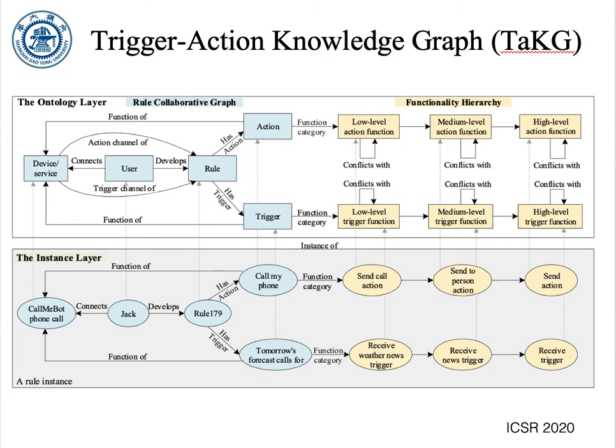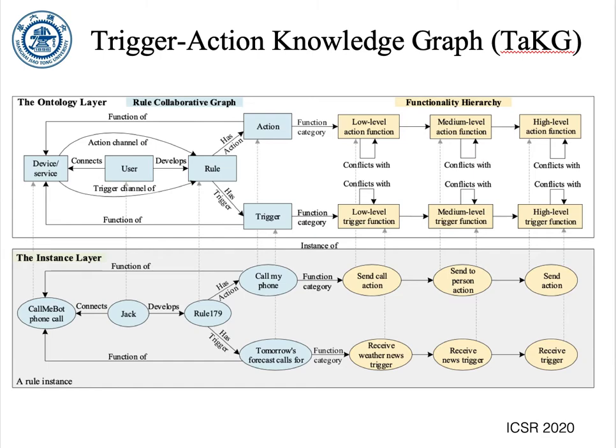As the figure shows, TAC has an ontology layer and an instance layer. The ontology layer contains a hybrid model with two submodels. Rule collaboration graph: this submodel defines users, rules, devices or services and their collaborative relations. Functionality hierarchy: this submodel defines two functionality hierarchies for triggers and actions. The functions of the triggers and the actions are organized at the high, the medium, and the low levels.